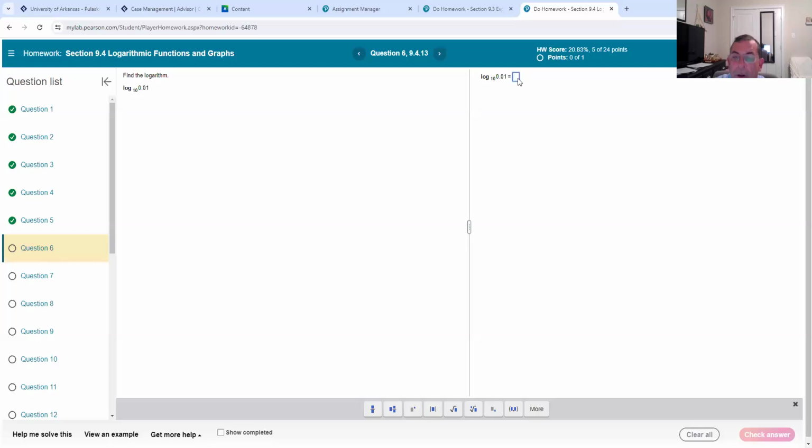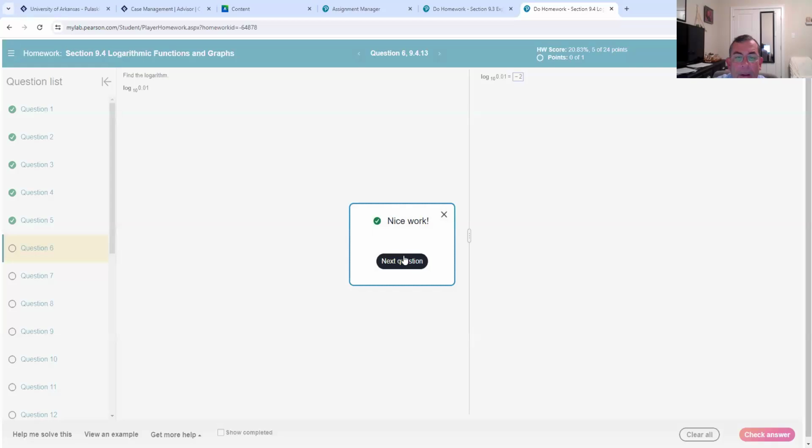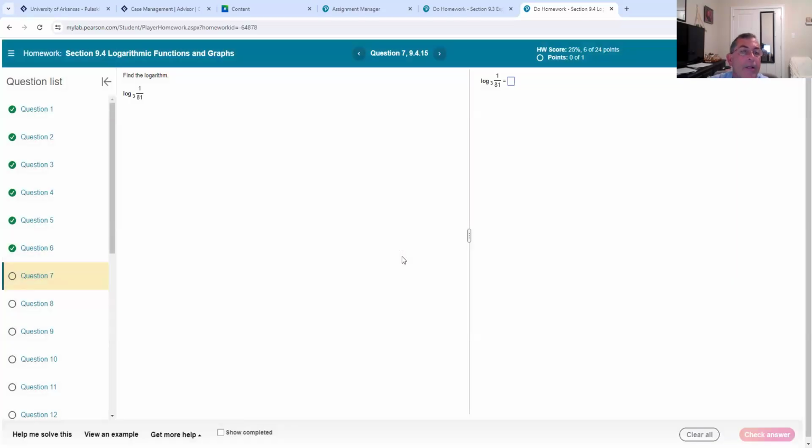All right, y'all, so we would put in our -2 and then move on. So y'all, this section is just doing a lot of calculator stuff, okay? Log base 3 of 1 over 81. Now, when you got fractions like this, you should end up with negative exponents.